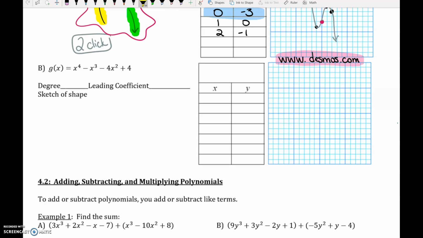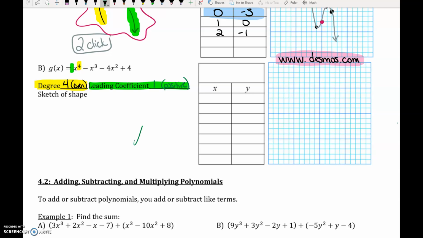Now I'm still going to start this problem the same way. I'm going to look at the degree. The degree is the largest exponent. In this case, it's 4, which is an even number. The leading coefficient is the number in front of that term. In this case, it looks like a +1. The key there is that it is a positive number.